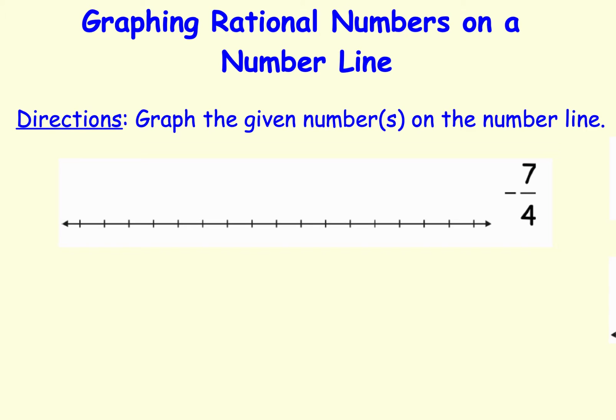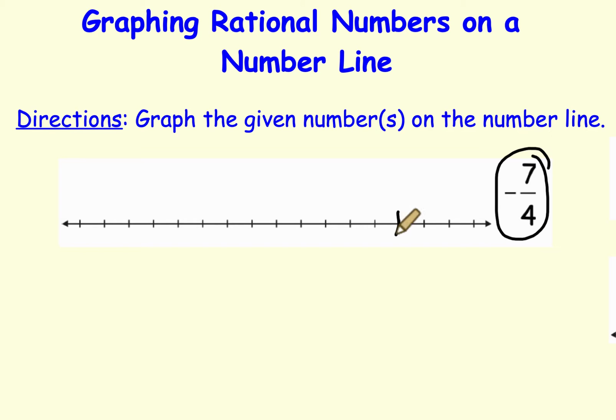So first we're going to make sure we're following the directions. The directions say to graph the numbers that are given on the number line. So here I have the number -7/4. Notice that my number line doesn't have anything on it other than some tick marks. So first I had to decide how I want to arrange it. I can pretty much number this however I want, as long as I'm following those tips that we went over.